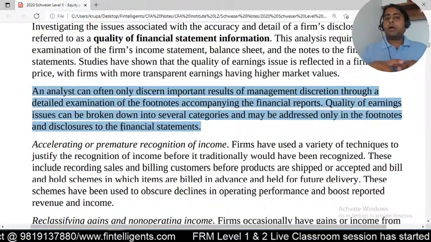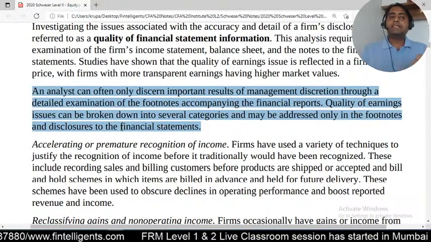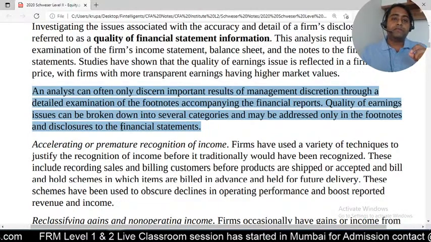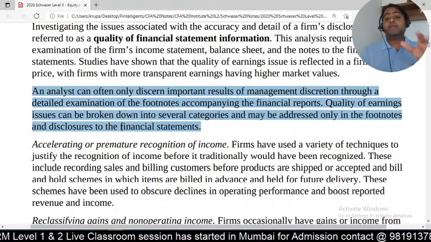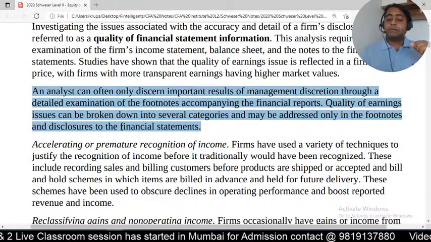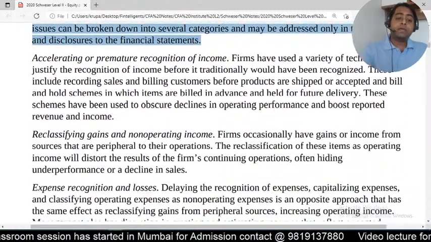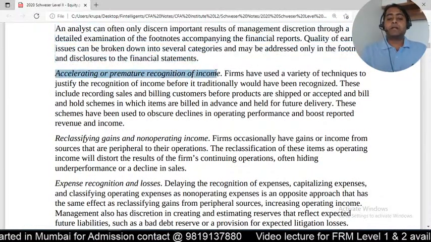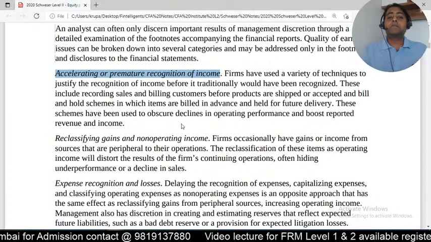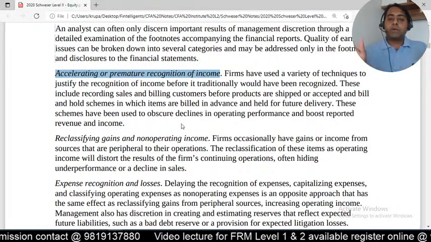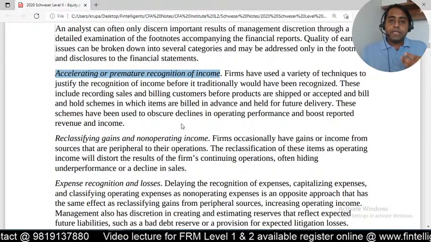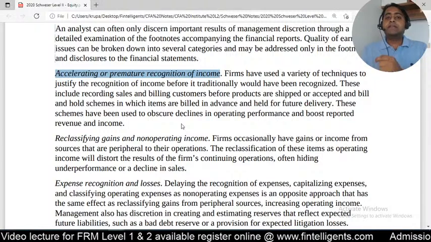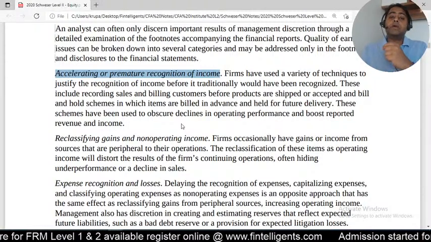Now, why the financial statement can be dicey if the company doesn't want to show you all the information or wants to show you only a particular type of information, why it becomes a problem. Okay, that is what is being highlighted now. Next, okay, now they have given you a few sections. Okay, mark number 1 next to this part. What does it talk about? Accelerating or premature recognition of income. In very simple terms, what is happening is, if I want to show that my company is doing very well, what I can do is I can recognize the income of things which have not even happened.